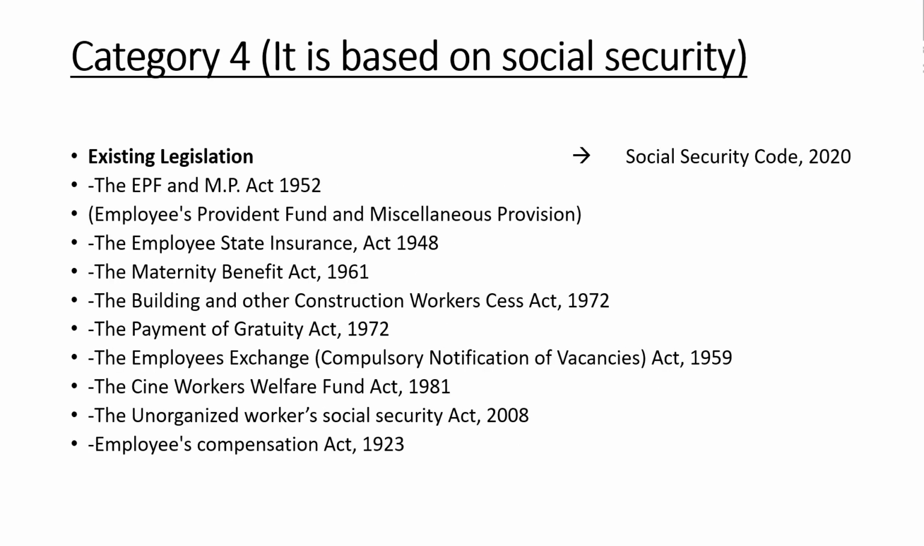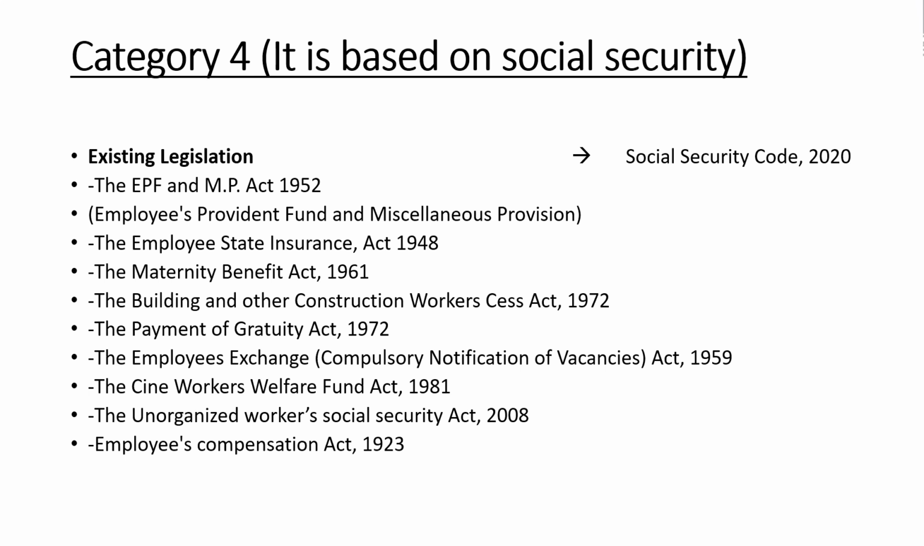And the fourth category is on a social security basis. These are subsumed into the Code on Social Security 2020, into which we have amalgamated these 9 legislations. Number 1 is the Employees Provident Fund and Miscellaneous Provisions Act, the Employees State Insurance Act 1948, the Maternity Benefit Act 1961, the Building and Other Construction Workers Welfare Cess Act 1972, the Payment of Gratuity Act 1972, the Employment Exchanges (Compulsory Notification of Vacancies) Act 1959, the Cine Workers Welfare Fund Act 1981, the Unorganized Workers Social Security Act 2008, and the Employees Compensation Act 1923.